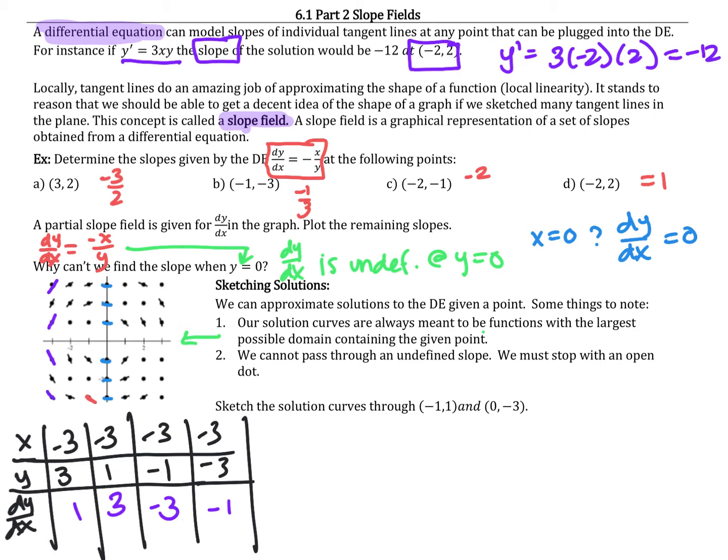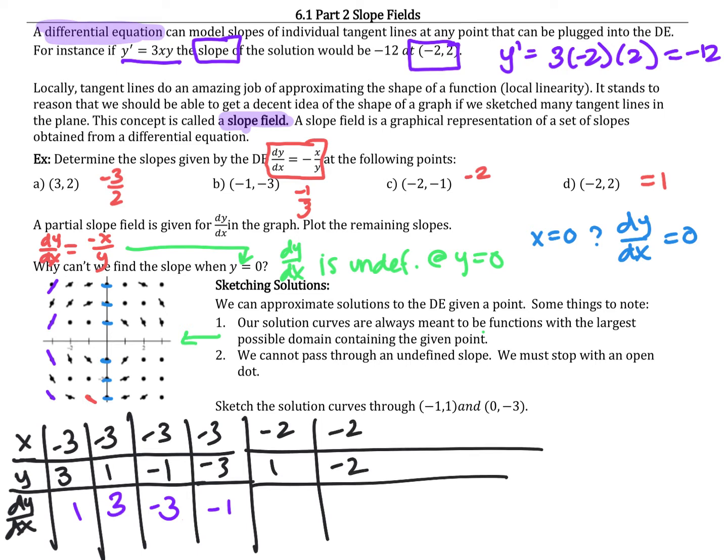Okay, I need to figure out what happens when x is -2 and y is 1. When x is -2 and y is -2. So let's go ahead and fill those in. So if x is -2 and y is 1, my slope is going to be 2. If they're both -2, my slope is going to be -1.